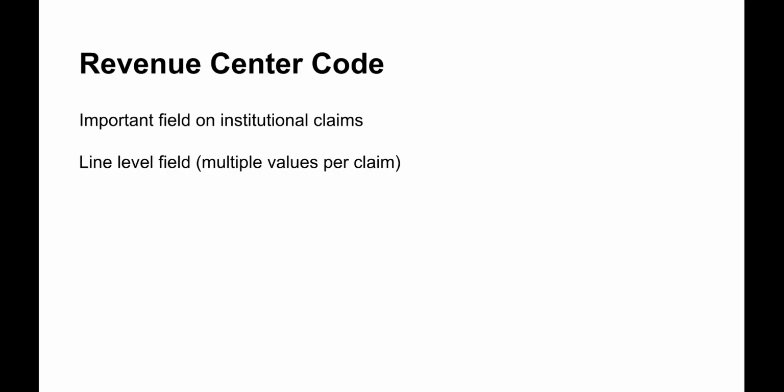I recently posted a video showing how we like to visualize potential data quality problems on header level fields for institutional claims. Today, I want to talk about revenue center code. Revenue center code is a very important field on institutional claims for doing downstream analytics, and it's also a line level field. So that means it's not a header level field. So there could be multiple distinct revenue center codes per claim.